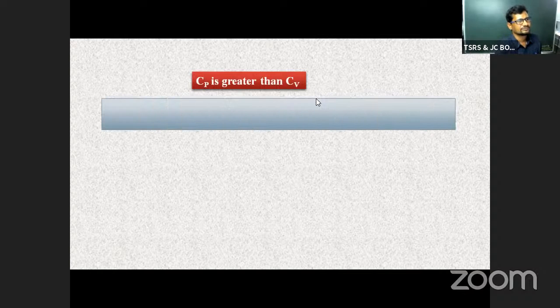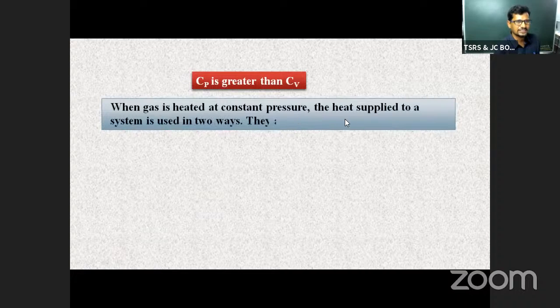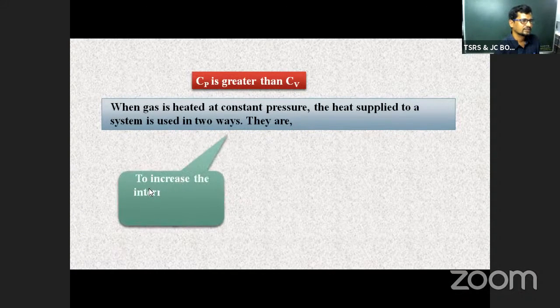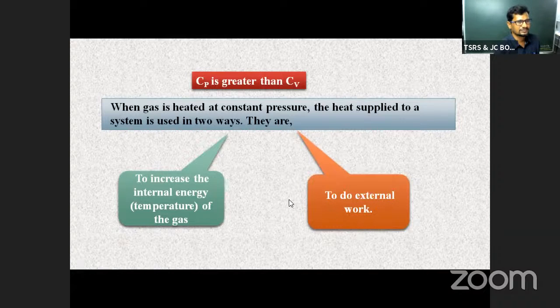Cp is greater than Cv. When gas is heated at constant pressure, the heat supplied to the system is used in two ways. They are, first, to increase the internal energy of the gas, and second, to do external work. So dQ is equal to dU plus dW. It is nothing but the first law of thermodynamics. When a gas is heated at constant pressure, we supply a certain amount of heat dQ. That heat is divided in two ways. It increases the internal energy of the gas, meaning dU, and does external work dW. So dQ is equal to dU plus dW.